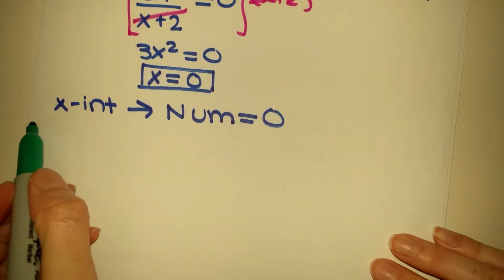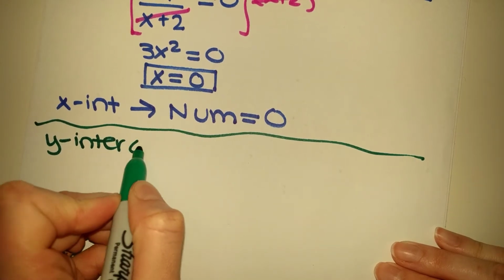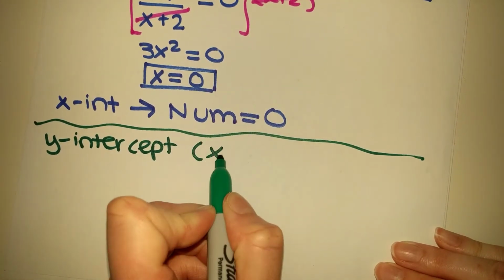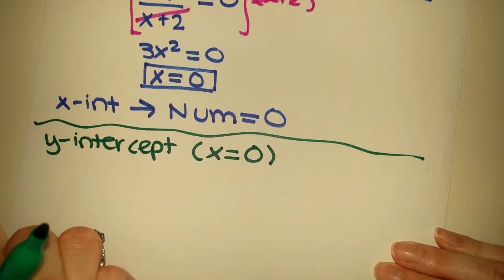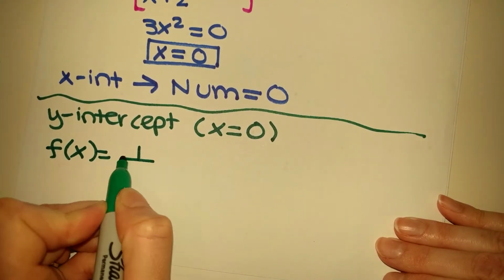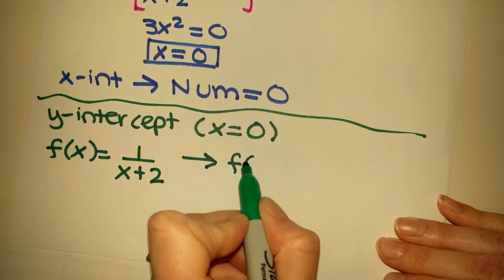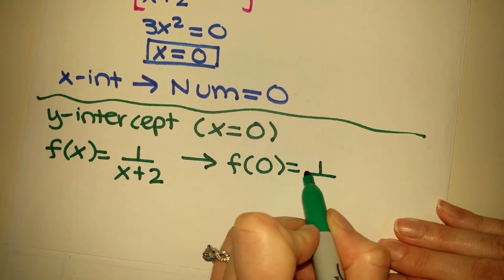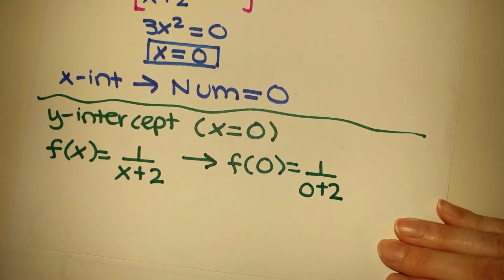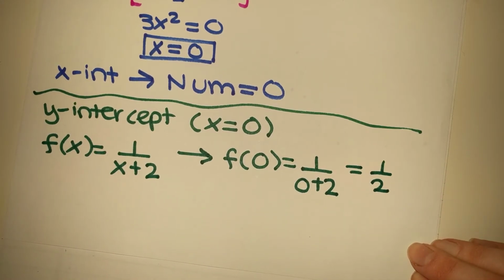Now, for the y-intercept, what we will do is set the other variable equal to 0. And so the other variable would be about setting x equal to 0. So if you take a function such as f of x is equal to 1 over x plus 2, to find the y-intercept, you would just set x equal to 0. And so that amounts to plugging in 0 for x. And so that would give you 1/2 as your y-intercept.